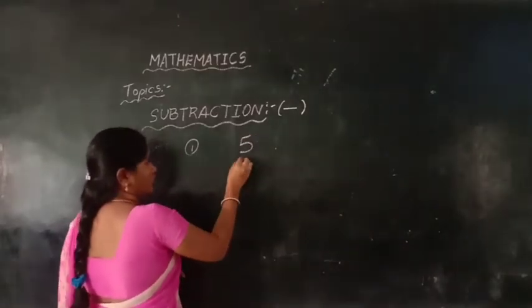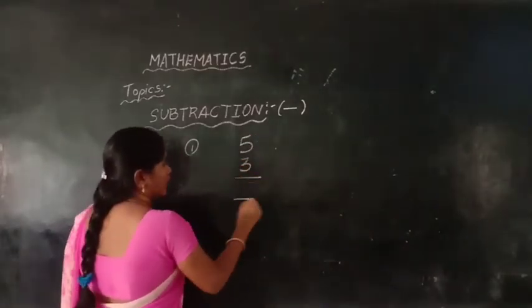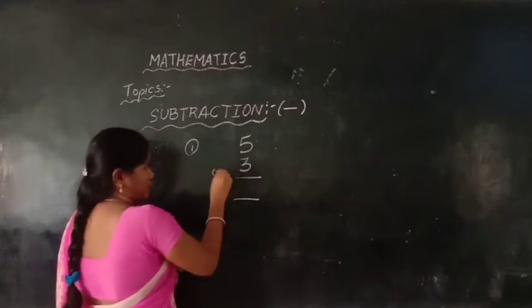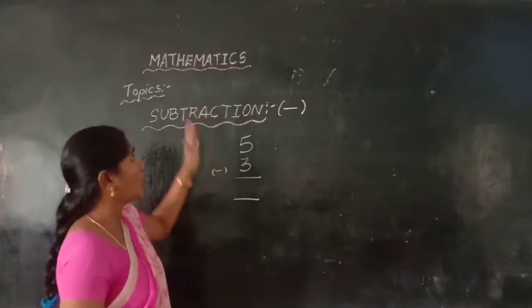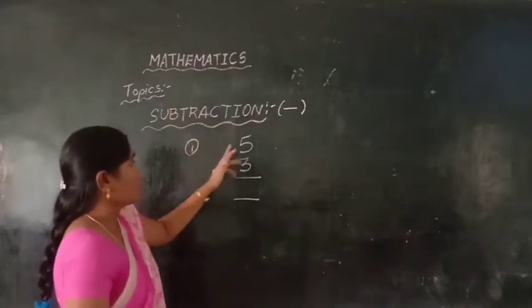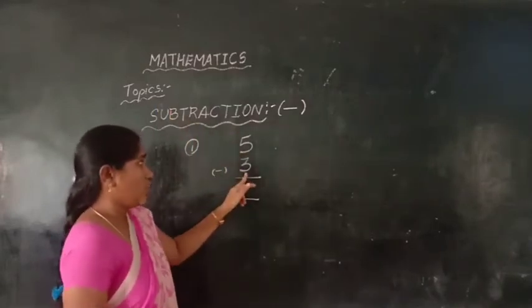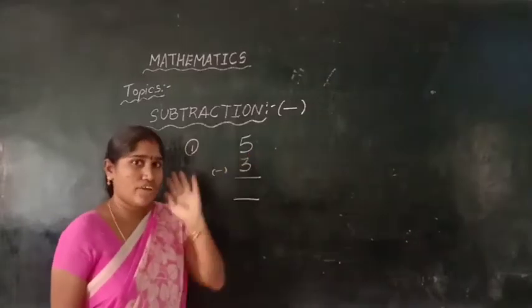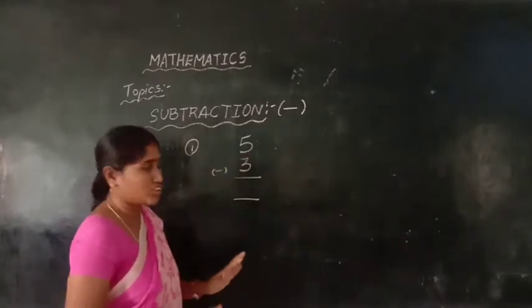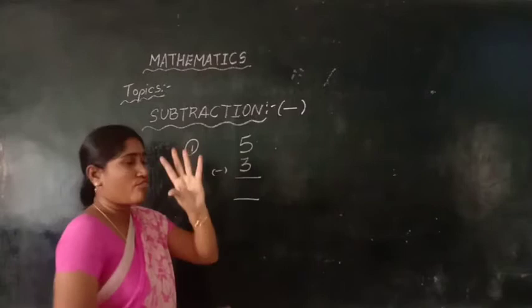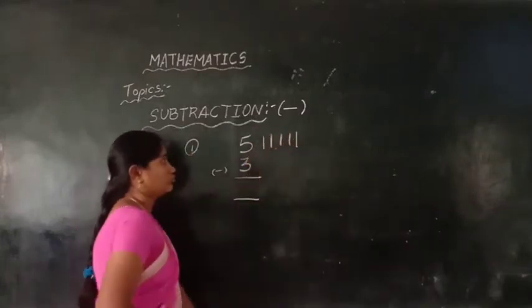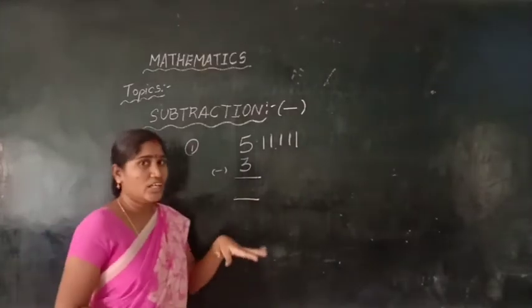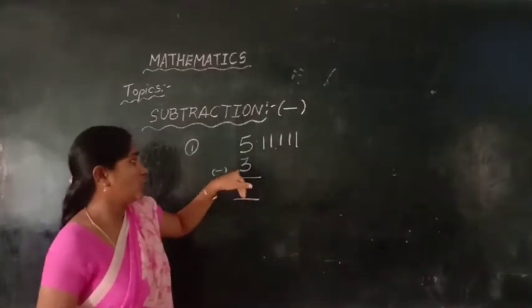5 minus 3. Okay, children, 5 minus. What is it, children? Minus. It is only used for subtractions. 5 minus 3. Now we will take first 5 dots as in additions. Okay, children, we will take first 5 dots. 1, 2, 3, 4, 5.